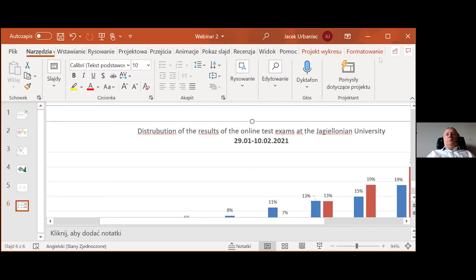How about the numbers? More than 4,600 students passed these monitored examinations, and almost 24,000 students took non-monitored examinations. So the sample is quite significant, and the results are reliable.